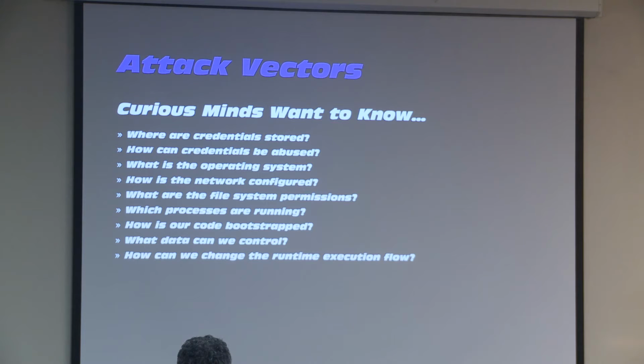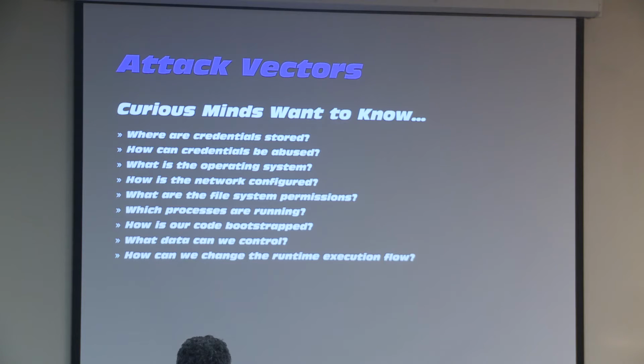What's the operating system that Lambda is running on? How's the network configured? Because Lambda's communicating with other resources, some internal to your own environment, some perhaps in a public internet space, some maybe in another customer's, another tenant's environment. What are the file system permissions? Can we read, write certain directories and files? Which processes are running? This is going to be a container running underneath Lambda, so containers have very minimal processes, but we want to find out what's running and how we might be able to abuse some of those.